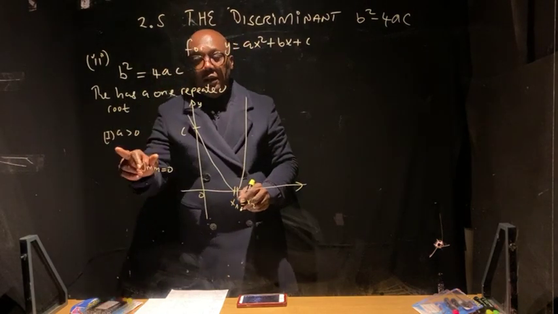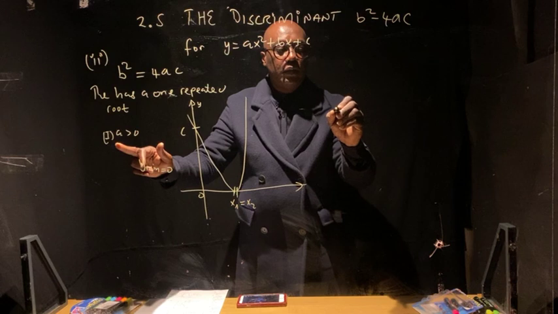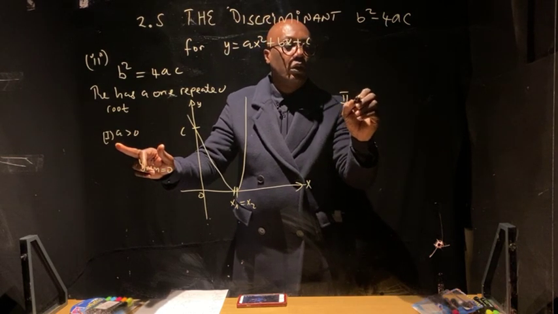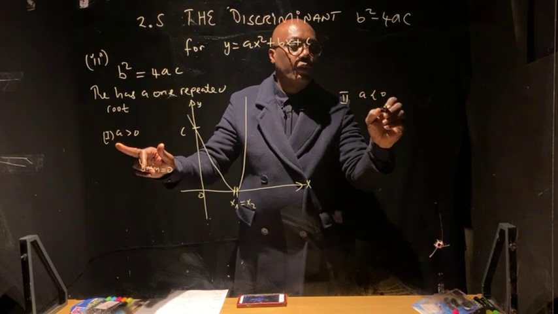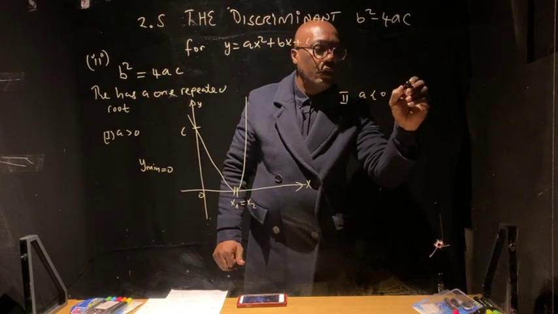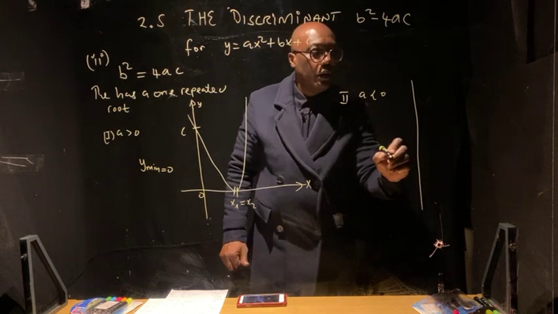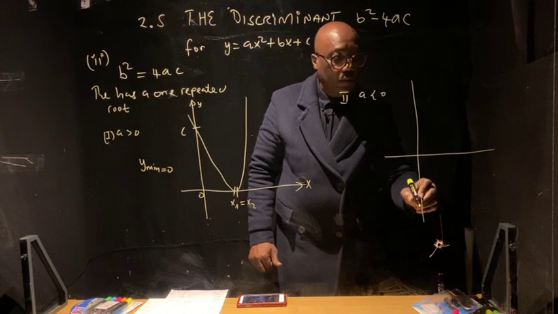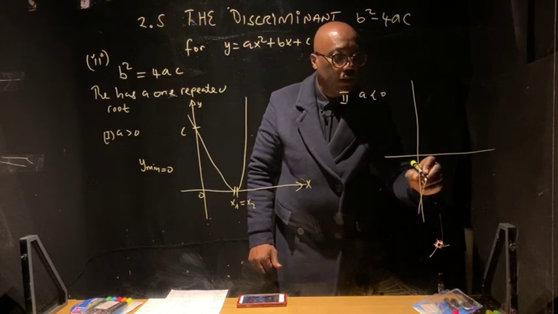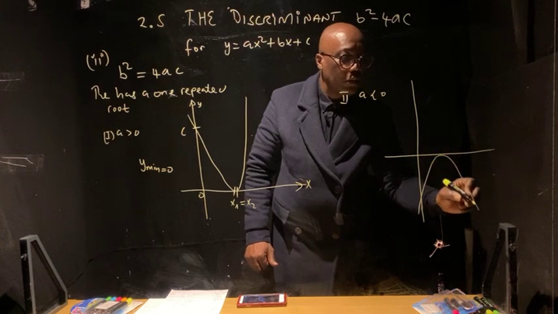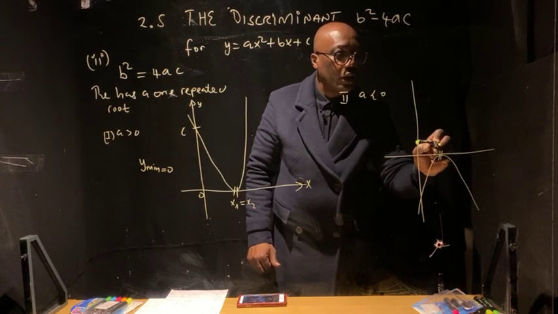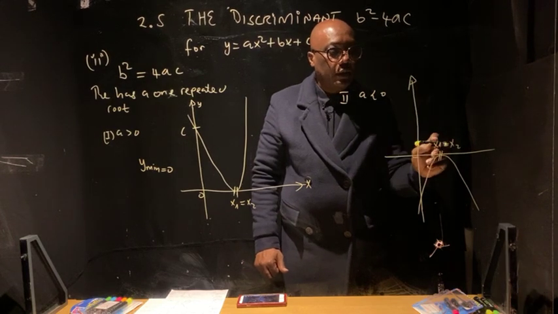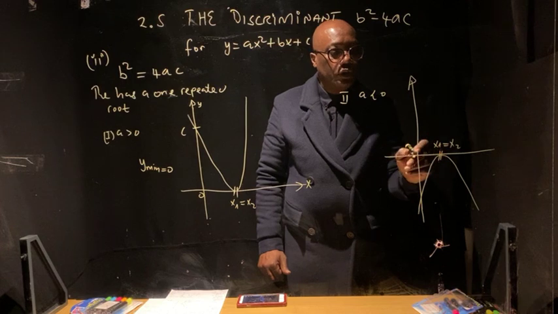Good. And then another case, which is the alternative one. This is the x-axis. Case 2. When a is less than 0, the same curve will have a maximum turning point. So it will be like this. x1 equal to x2. We say that it has one repeated root.